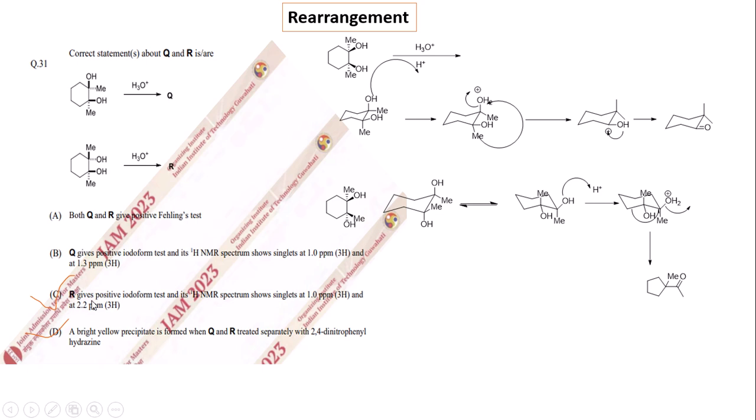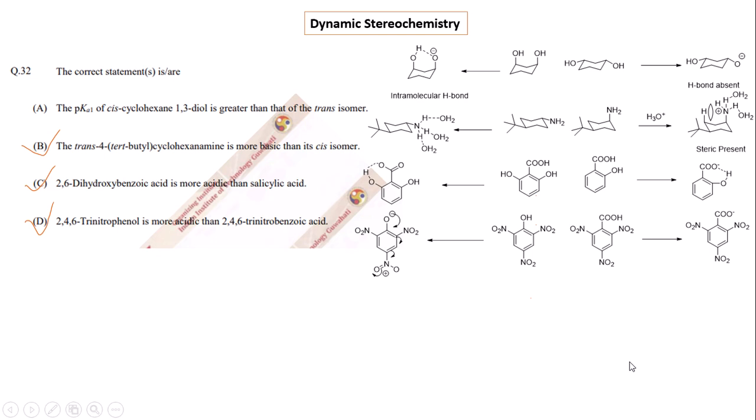In case of R, it gives positive iodoform test and its 1H spectrum shows singlet at 1.0 ppm and 2.2 ppm, means it contains the keto methyl group, so it gives the positive iodoform test, and this methyl group is regenerated at 2.2 ppm value and this methyl group is regenerated at 1.0 ppm value, so option C is correct. Again, both compounds contain the keto group, so they give the Brady's reagent test, that is the 2,4-DNP gives the positive yellow precipitate, so option D is correct.